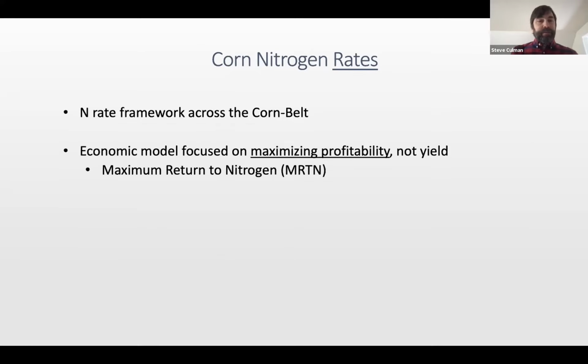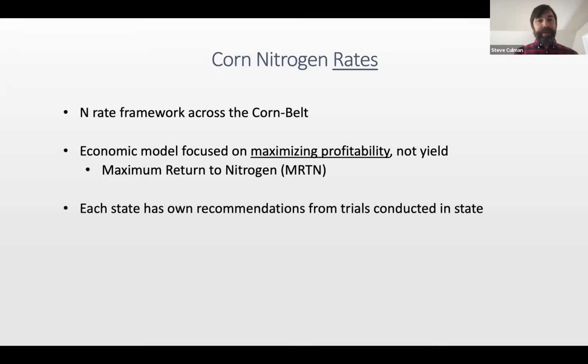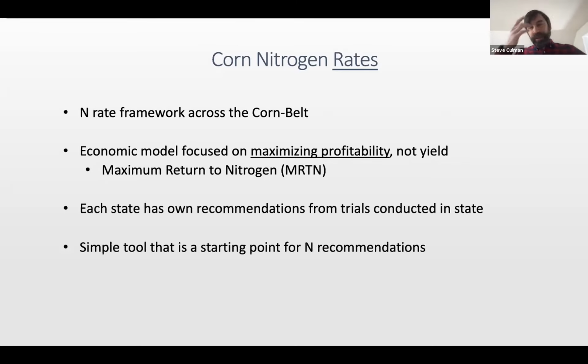Okay, so this is a very simple economic model that six states across the main corn belt have adopted, the MRTN, the maximum return to nitrogen. It's important to know that each state has its own recommendations, from data that's been conducted within each one of those states. It's really just a simple tool. We don't believe it's the end all be all, but it's a starting point for nitrogen recommendations.